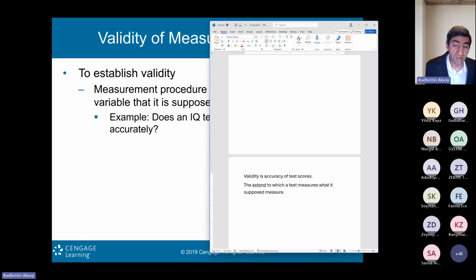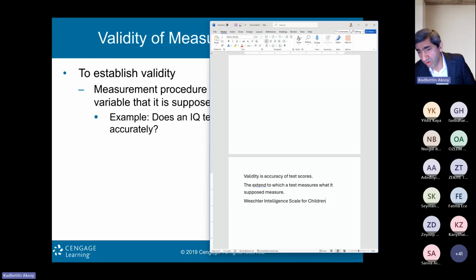So let's put this in more psychology. Think about something very practical. Wechsler IQ test. David Wechsler's IQ test, the Wechsler Intelligence Scale for Children. The most popular IQ test in the American public. Number 1, by far. Created by a German immigrant. Right now, we have the 5th edition.